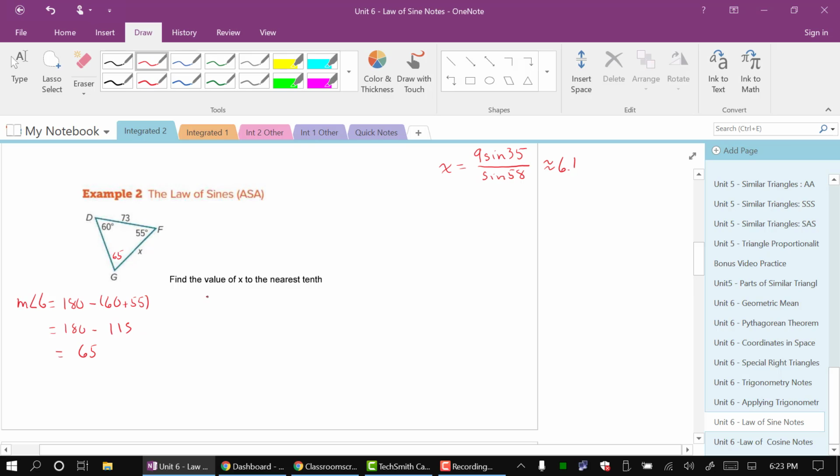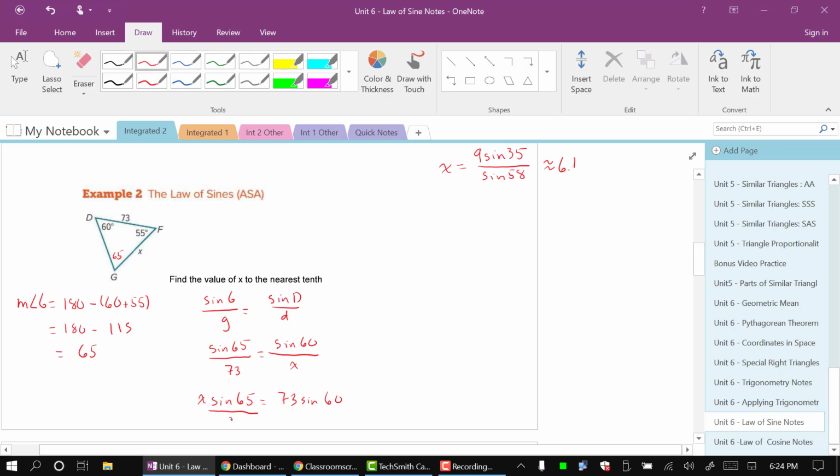So now we have sine G over g equals sine D over d. Sine G is 65. We just solved for that. Over little g is 73. Sine D is sine 60, over little d, that's going to be x. So cross multiply this. This is going to give me x sine 65 equals 73 sine 60.